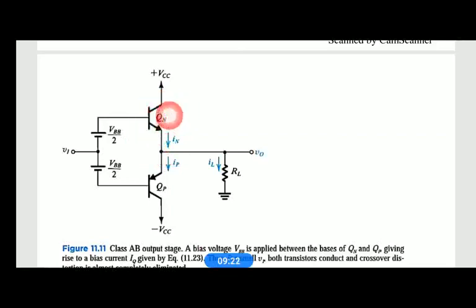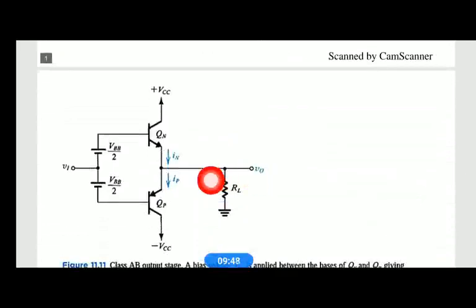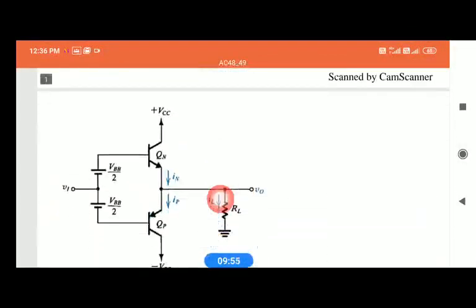Since the conduction of transistor QN is increased, more current flows through here, the IN current increases. Since the IN current is increased, you see the current flow through the load, because the current IN is equal to IP plus IL, right? So IL is increased here. Since IL is increased, the load current is increased, and the output voltage is increased.